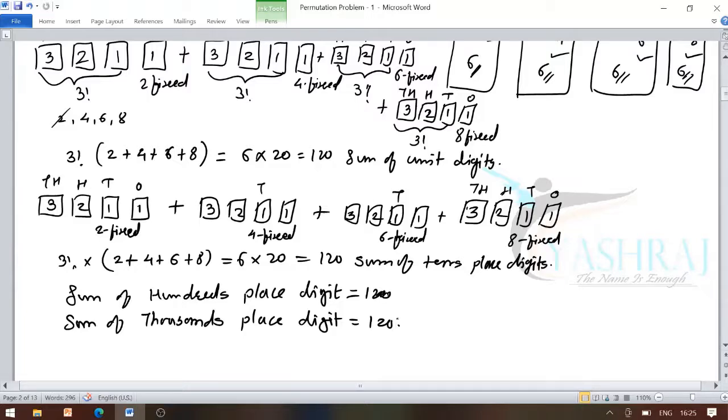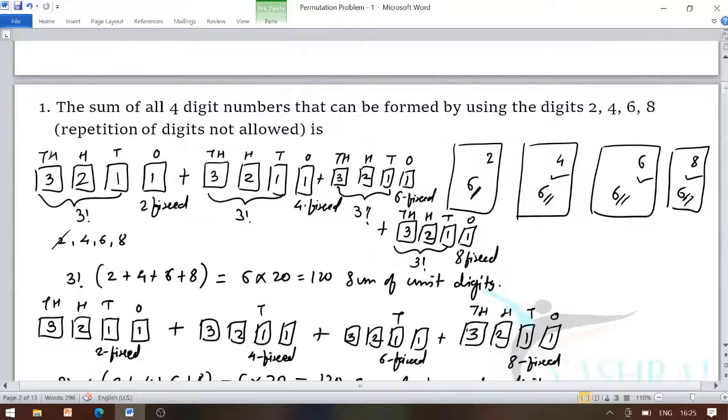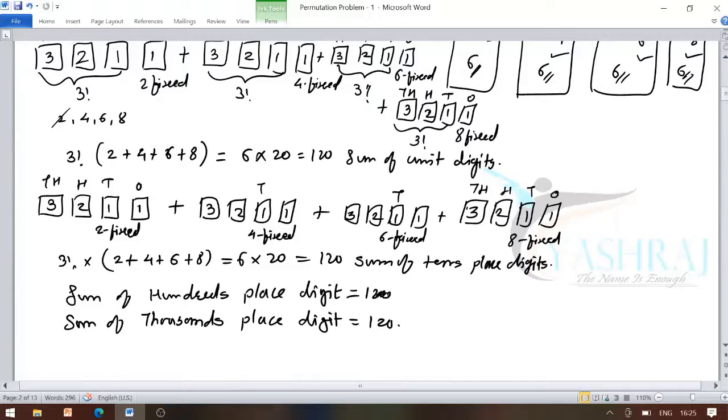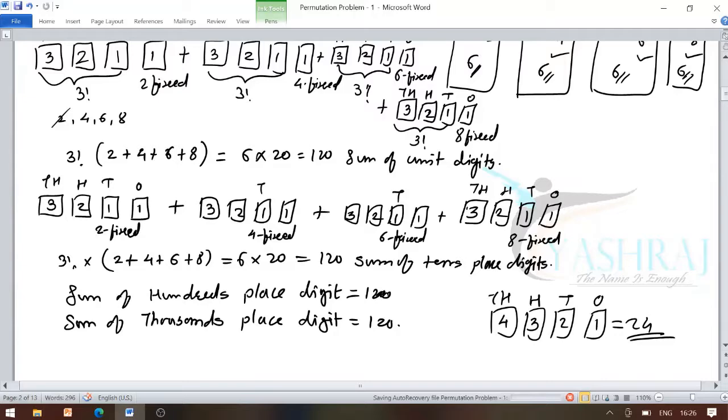So now to find the sum of all 4 digit numbers that can be formed by using the digits 2, 4, 6, 8, how many are they? They are 24. How? We have the 4 vacant places and the 4 digits 2, 4, 6, 8. To fill up the 1000 place we have 4 ways. To fill up the 100 place we have 3 ways. To fill up the tens place we have 2 ways, and to fill up the ones place we have only 1 way. So 4 3s are 12, 2s are 24 4 digit numbers that can be formed by using the digits 2, 4, 6, 8.